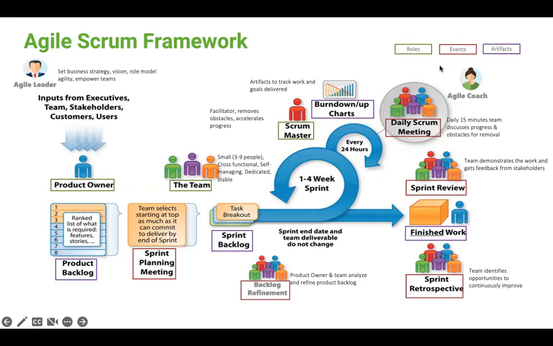There are three important pillars in Scrum. Number 1, roles. Number 2, the events of Scrum. And number 3, the artifacts of Scrum. The roles of Scrum, the events of Scrum, and the artifacts of Scrum. So these are very important parts. They are important elements of Scrum.